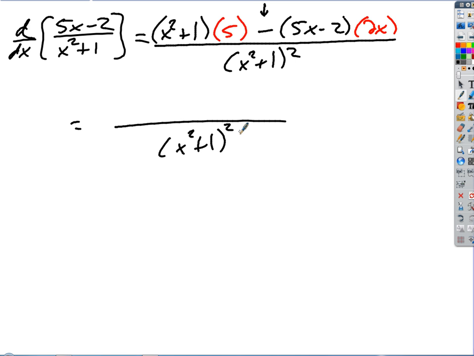The x squareds: we're going to get a positive 5x squared here and a negative 10x squared here. So there's a negative 5x squared plus 4x. A negative times a negative is positive. You can count the number of negatives being multiplied in any term. If it's an even number, the result is positive; if it's odd, it's negative. So plus 4x plus 5. And that's it.